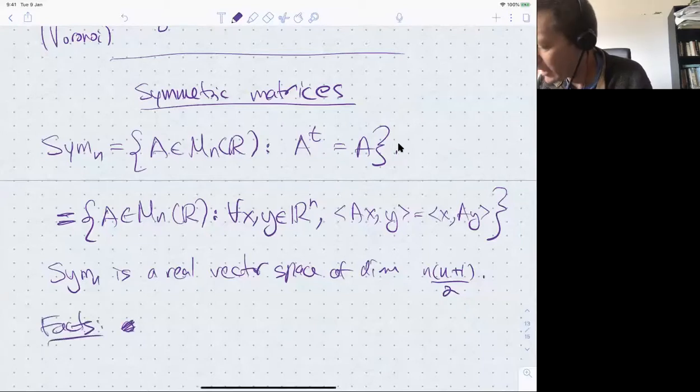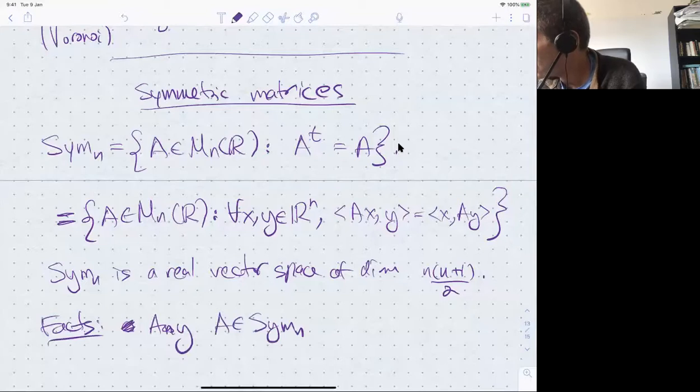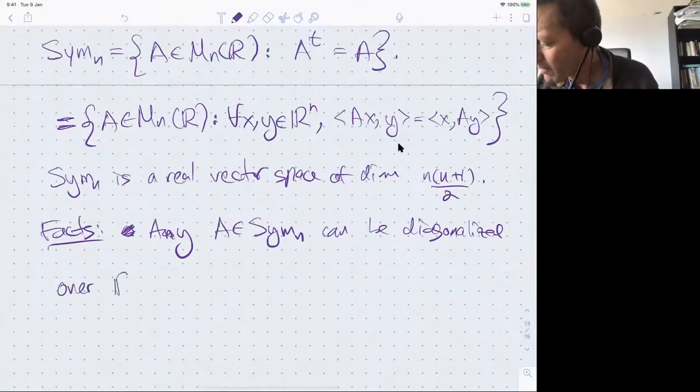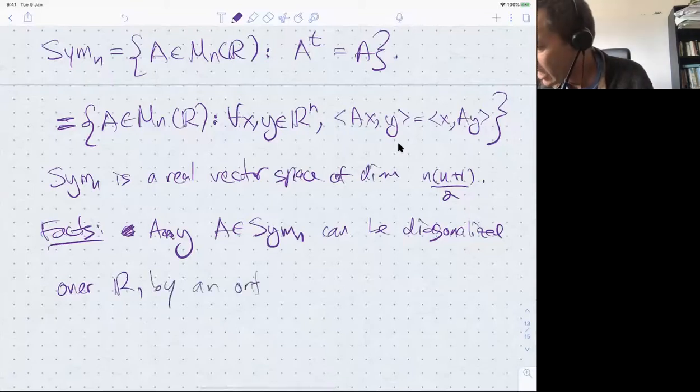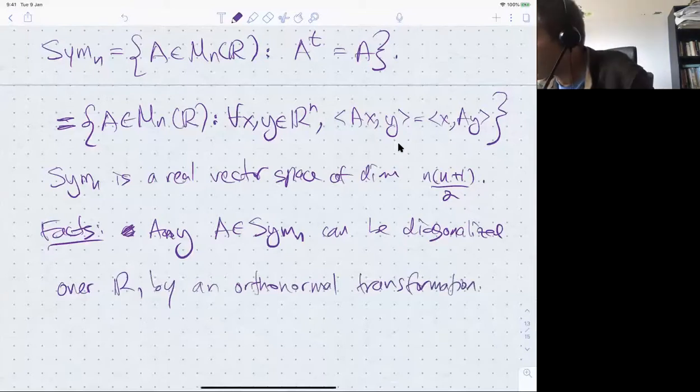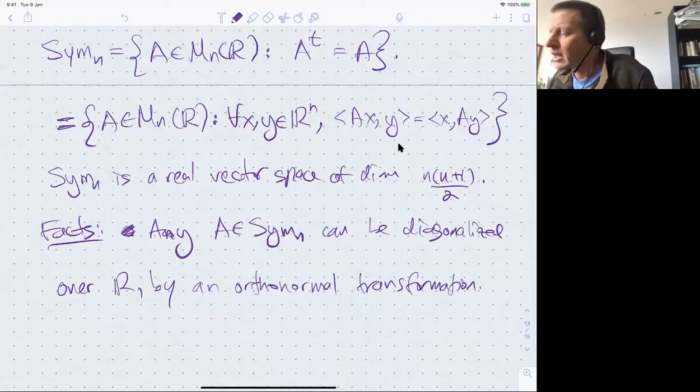So any symmetric matrix can be diagonalized over the real numbers. In other words, the eigenvalues are real, and you can do the diagonalization by an orthonormal transformation. In other words, what I mean by that is that it has n linearly independent eigenvectors which are orthogonal to each other.